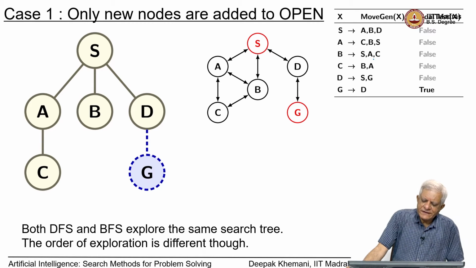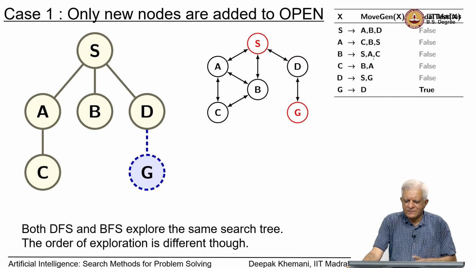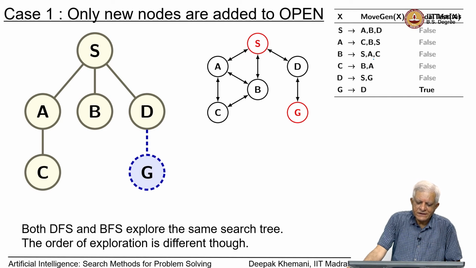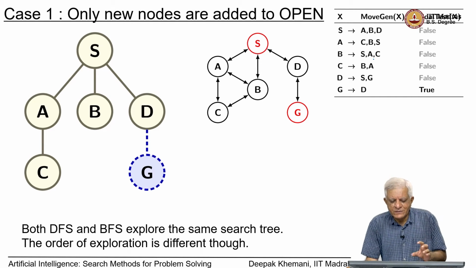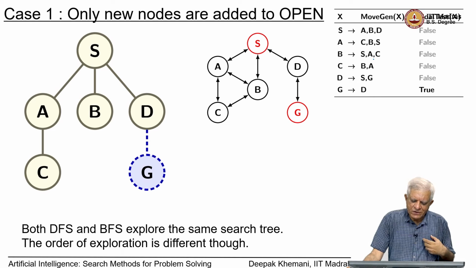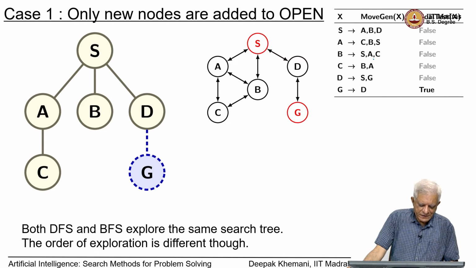So, we had looked at 3 cases of writing this search algorithm. Let us look at them individually. The last case we saw was when only new nodes are added to open, which means that the remove seen function that we had written removes nodes which are already on closed and already on open, and they are not added again. In this example, both depth first search and breadth first search explore the same search tree. The order of exploration is different essentially.